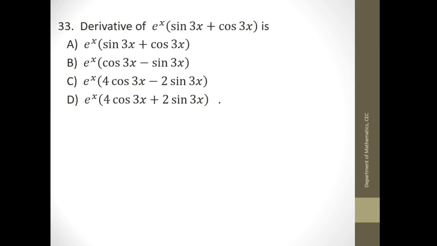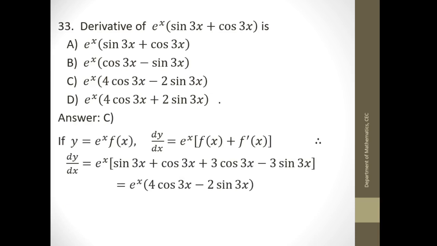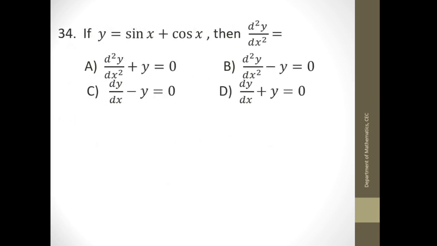Derivative of e power x into sin 3x plus cos 3x. So e power x into f of x. Its derivative is e power x into f of x plus f dash x. So f of x is sin 3x plus cos 3x, f dash x is 3 cos 3x minus 3 sin 3x. Therefore, it is e power x into 4 cos 3x minus 2 sin 3x.